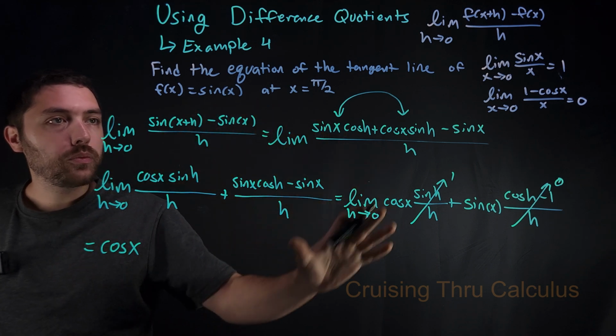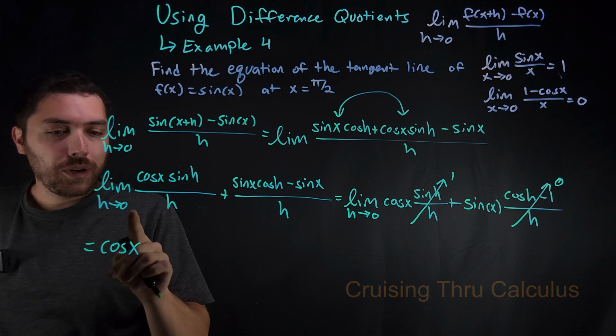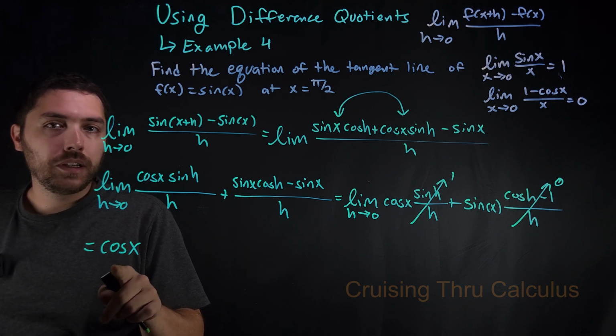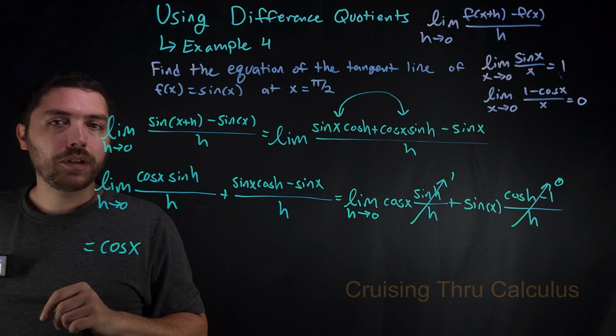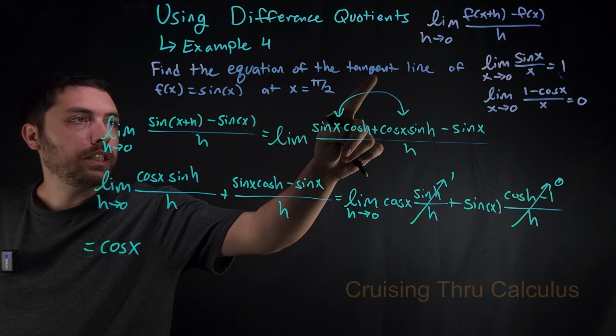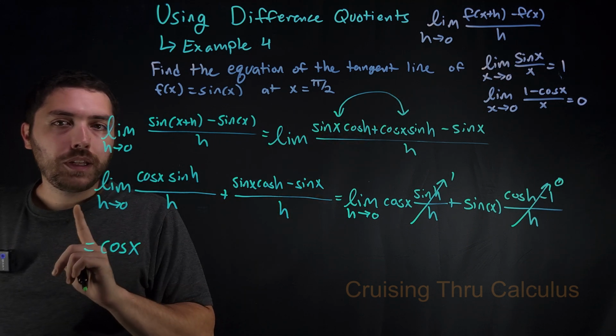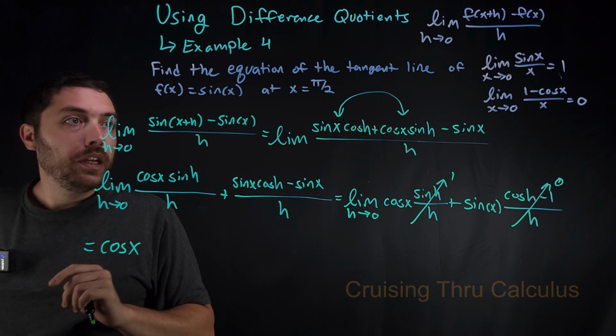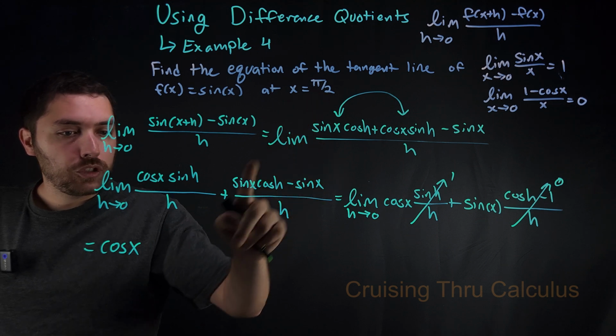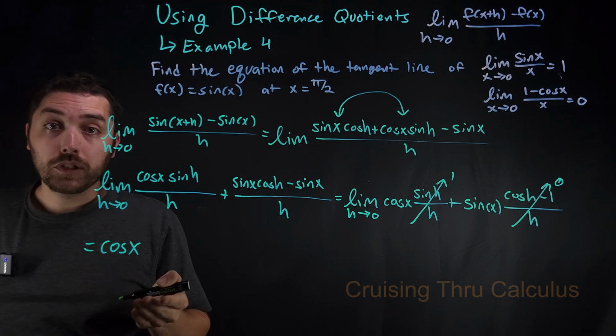So that means that all this work that we just did here was to figure out this answer here, cosine x. All right, it's time to finish the problem off. They wanted us to find the equation of the tangent line. In order to find the equation of the tangent line, we need the slope. So let's plug x equals pi over 2 in down here. That will give us the slope of the tangent line.